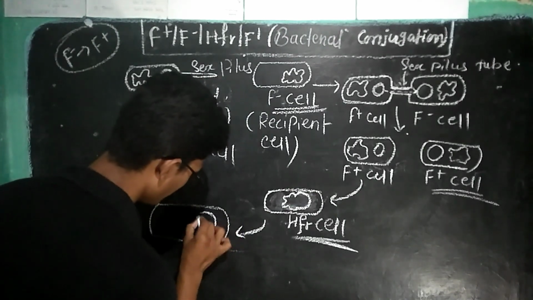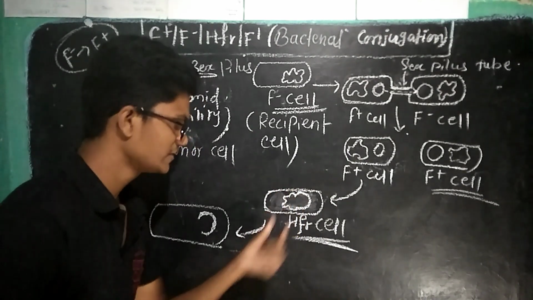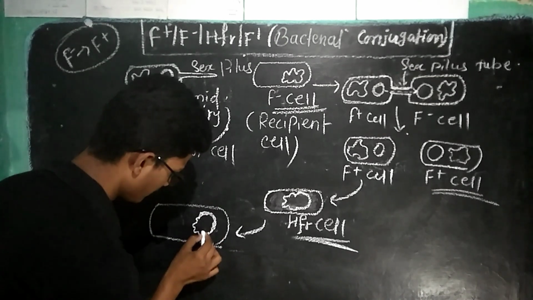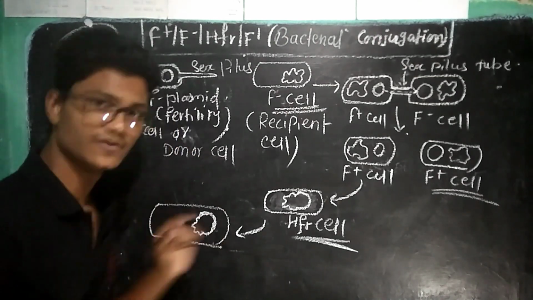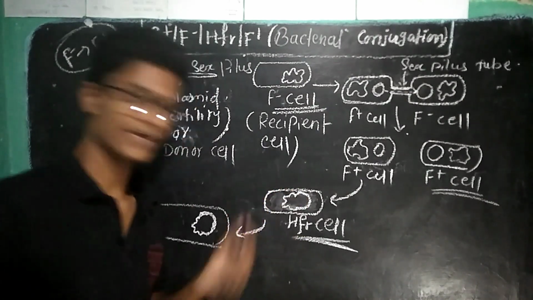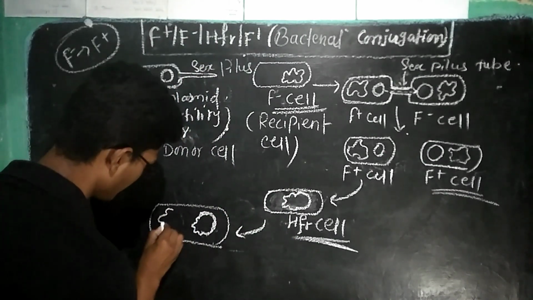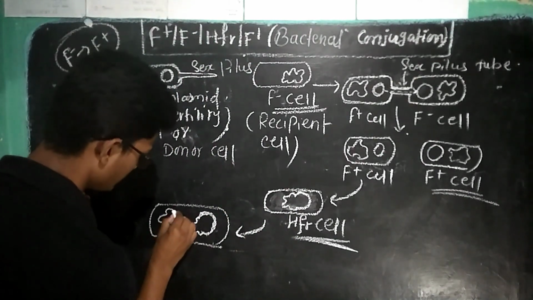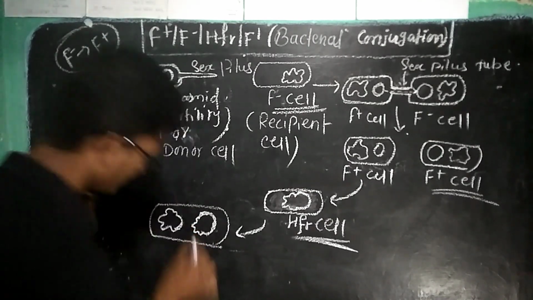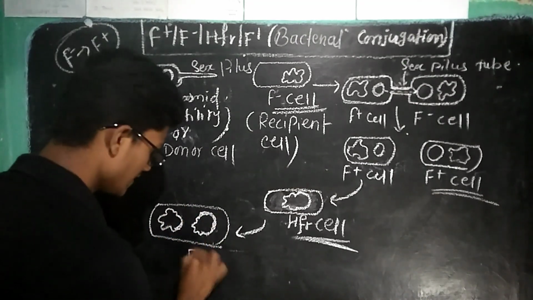Suppose this is the bacterial plasmid. After trying to separate from this complex, it takes some part of the bacterial chromosome. This is the part of the bacterial chromosome. And the same with the bacterial chromosome. The bacterial chromosome also tries to separate from the plasmid, but it takes some part of the plasmid. Suppose this is the large part of the bacterial chromosome and this is the smallest part of the plasmid, and this newly forming cell is known as an F prime cell.